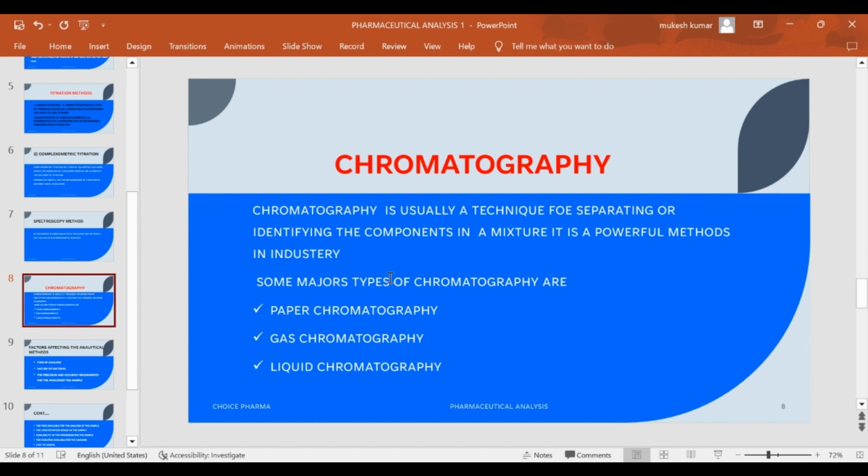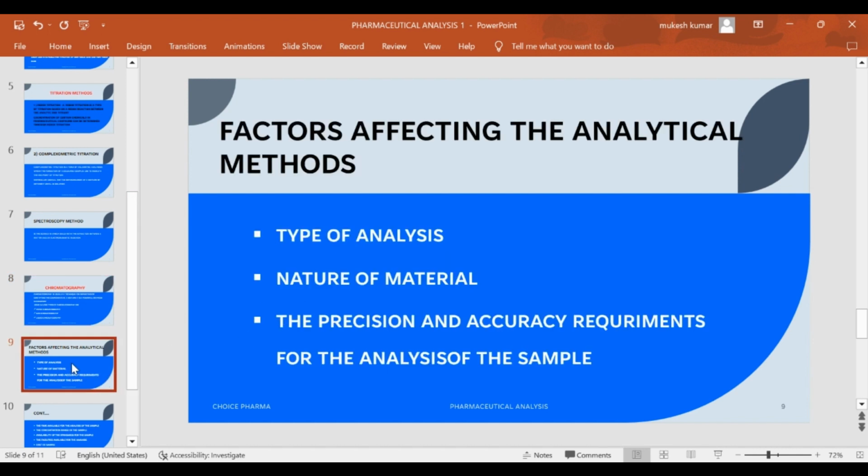Factors affecting the analytical method's selection. First is type of analysis, whether it is elemental or molecular. Second is nature of material. The selection of the equipment depends on the type and nature of material used.